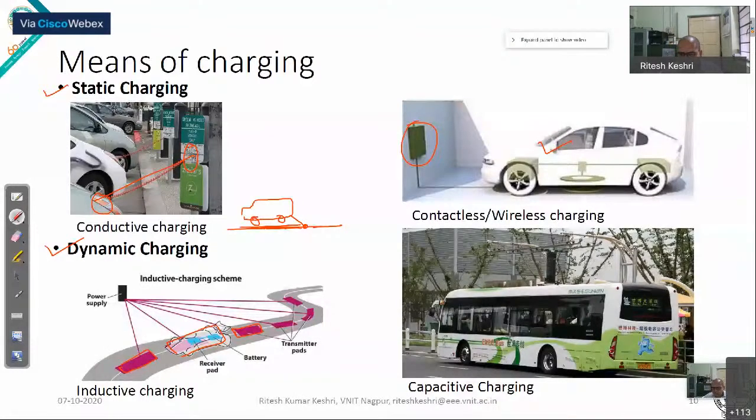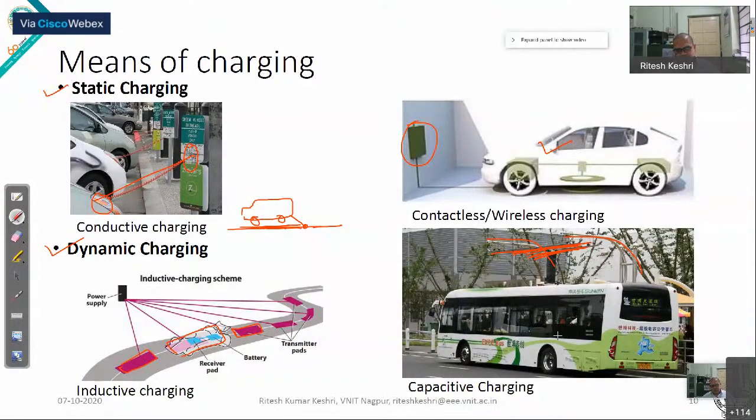Then you can have capacitive charging, like flash charging. You have heard the name. In flash charging, the bus stops there, and the pantograph comes out and gets connected. Inside you have ultra capacitors. Ultra capacitors have very low impedance, so in a flash they receive the energy, and finally you dissipate that energy to the battery.